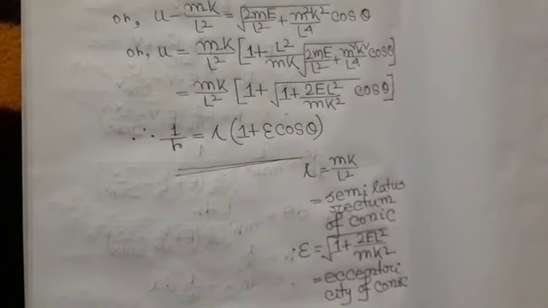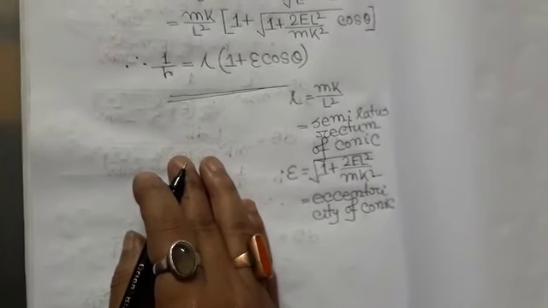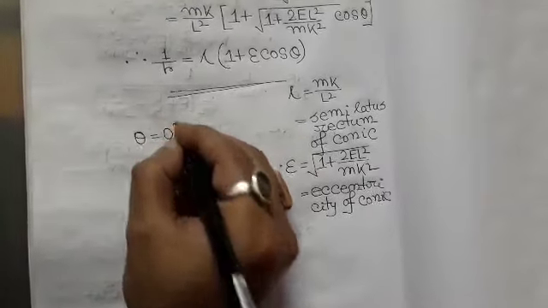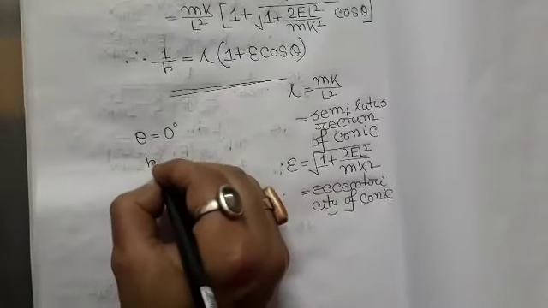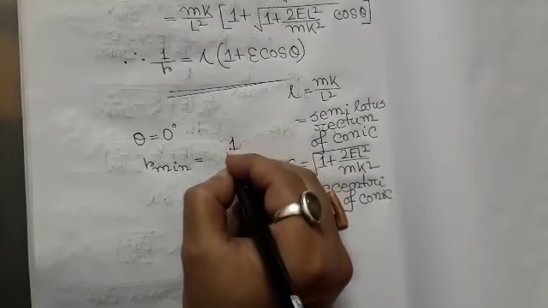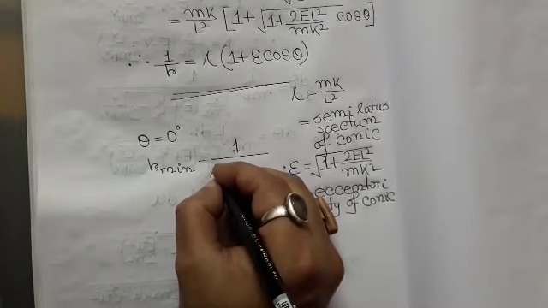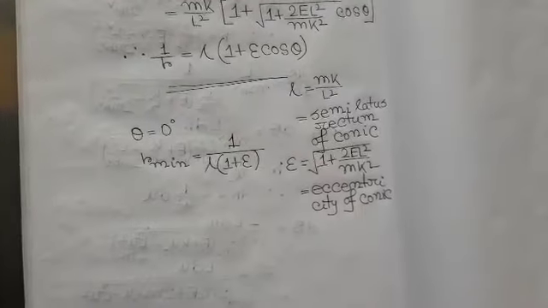Okay, now from this conic section equation, it can be easily shown that the energy of the orbit entirely depends upon the major axis. How we can prove it? So let's proceed. When theta is 0, then 1 by r becomes maximum, that means r becomes minimum. And what is r minimum? r minimum can be written as 1 by l into 1 plus epsilon.